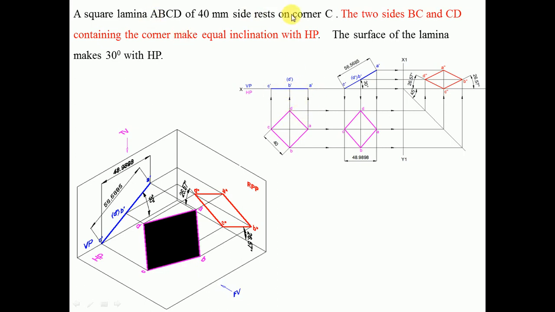Then he says C is resting on HP, so you make C dash on HP and draw a line inclined at 30 degrees, and you measure the distance from C dash to A dash, which is 56.5685. With this as center, cut an arc on this to get the surface here.